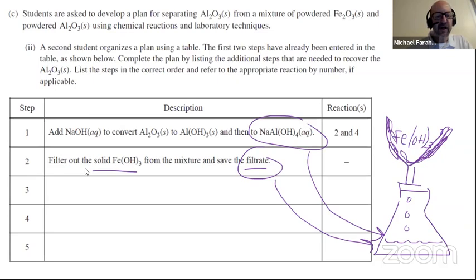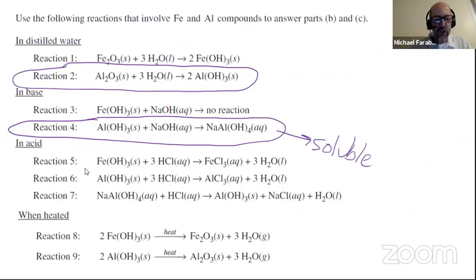Now it goes on to say, complete the plan by listing the additional steps that are needed to recover the aluminum oxide. So our job is to get aluminum oxide out of that filtrate. So our goal is to get aluminum oxide produced. So this would be a nice reaction to use, reaction 9, but that assumes that we have solid aluminum hydroxide. So we could create some solid aluminum hydroxide by reacting this material that's in the filtrate with hydrochloric acid.